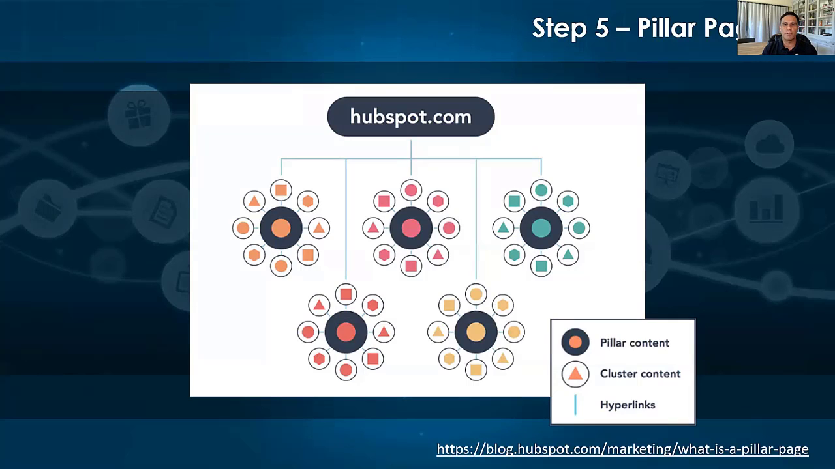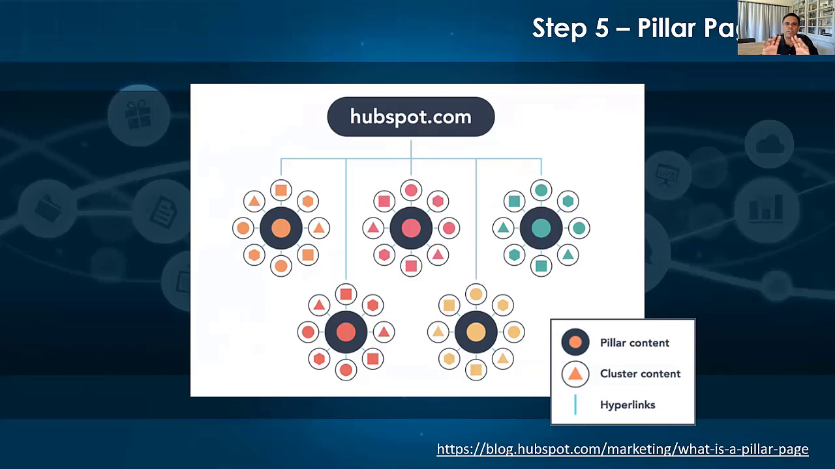The round circles are the pillar pages, the main top area of content. And then everything else is, they call it cluster content. This can be blogs. And remember, we talked about internal linking. These are blogs that link to that page. These are subcategories of Invisalign that link back to that page. These could be social media posts that link back to that page, ebooks that link back to that page.